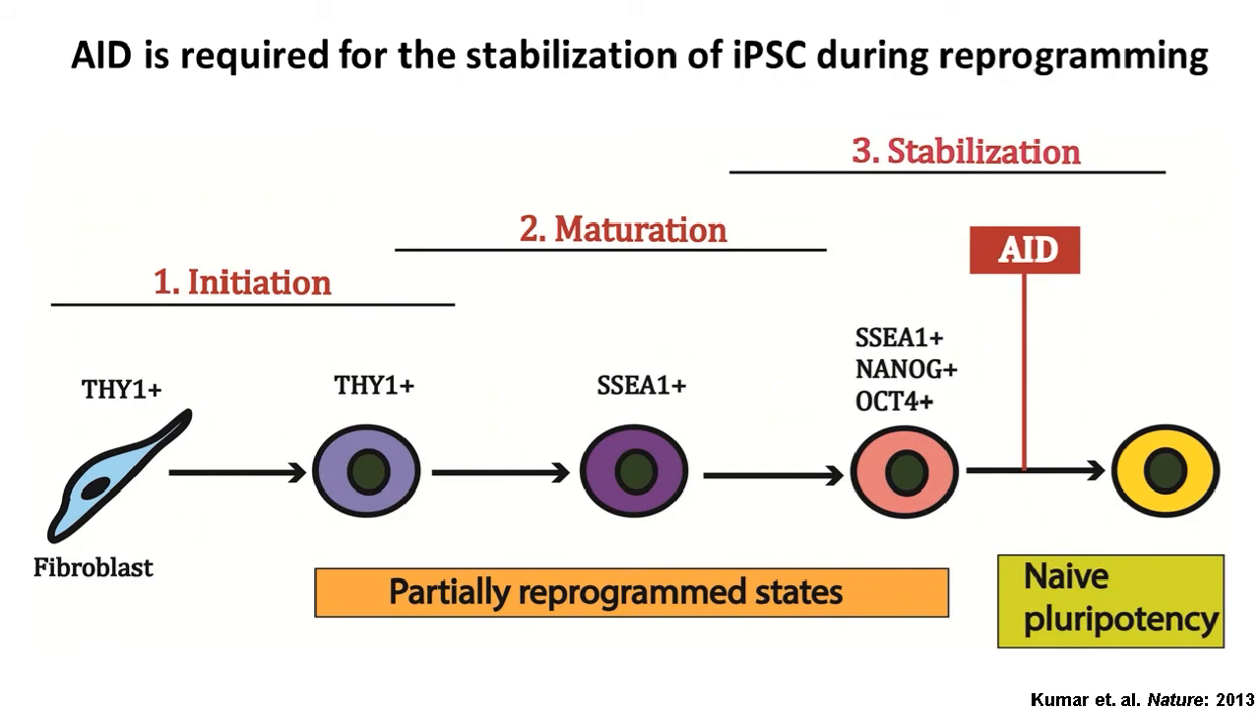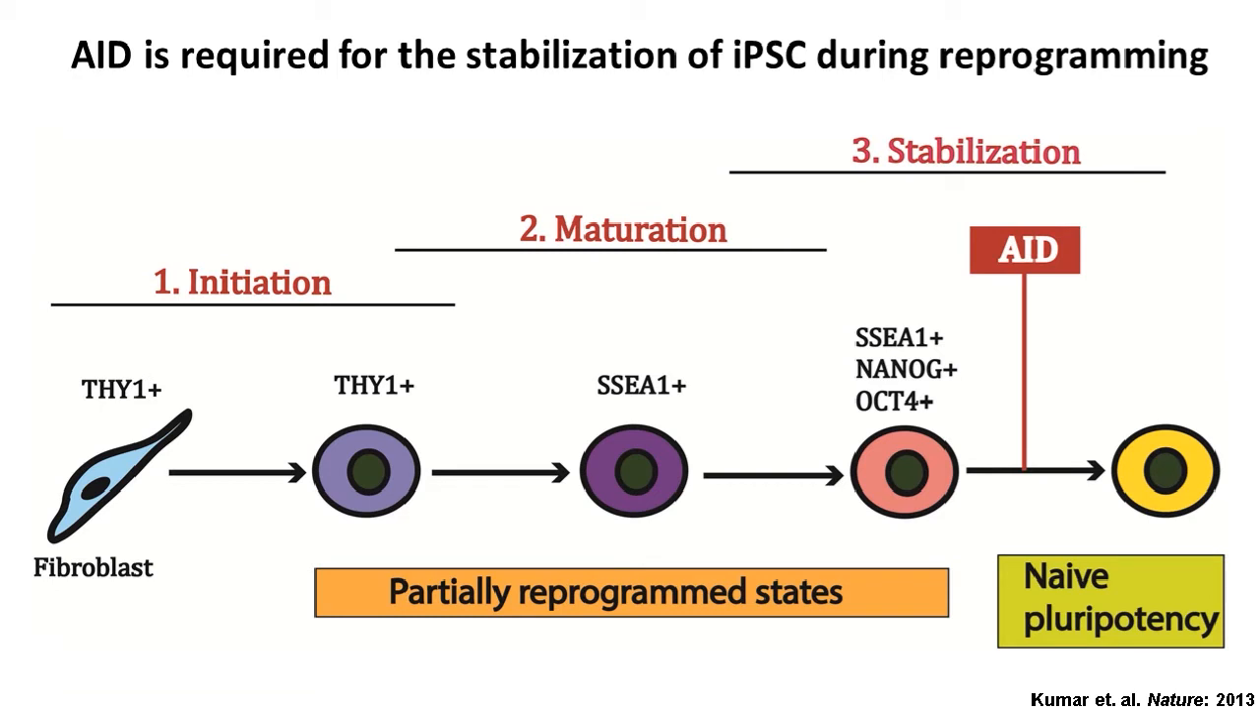I studied the function of AID in the generation of induced pluripotent stem cells. What I have reported is that AID is required during the later stages of reprogramming, and it's required for the stabilization of pluripotency. The generation of pluripotent stem cells from somatic cells is a relatively long process, and it can be divided into 3 overlapping steps: initiation, maturation, and stabilization.